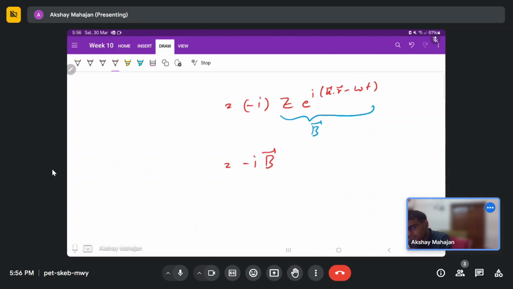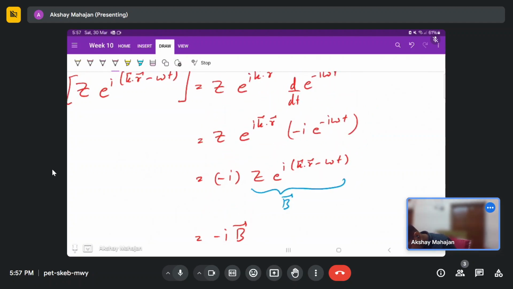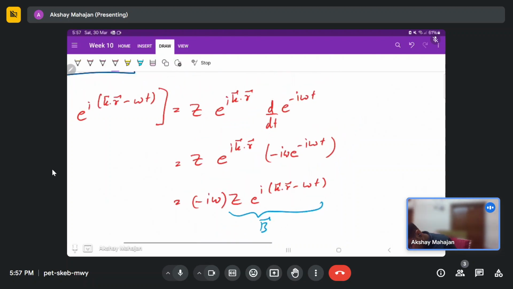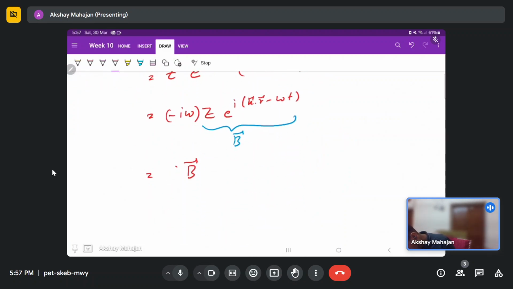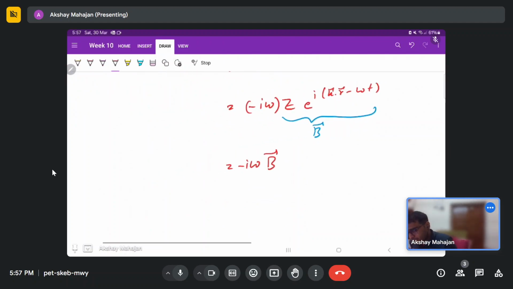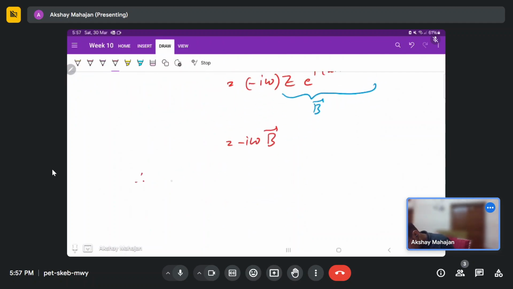Okay, so sorry, something minus iota omega actually. Yes, on differentiation with respect to t, we get minus iota omega. So therefore we get del b vector by del t equal to minus iota omega b vector. Let's say this is our equation B.